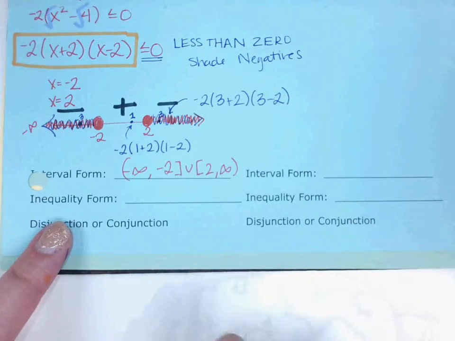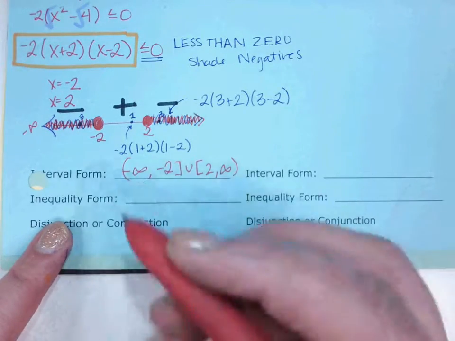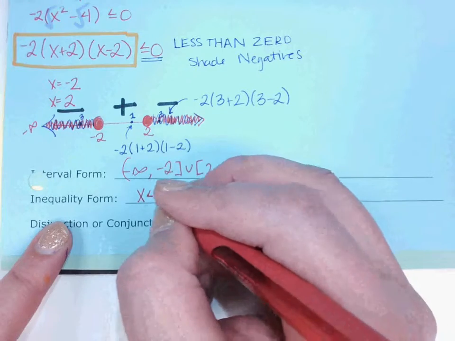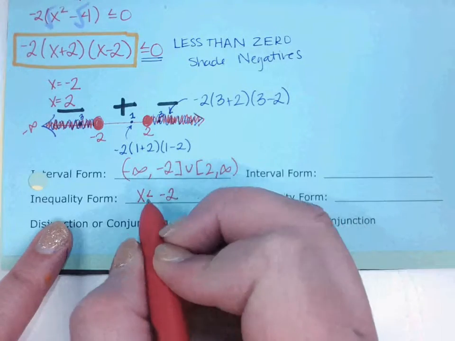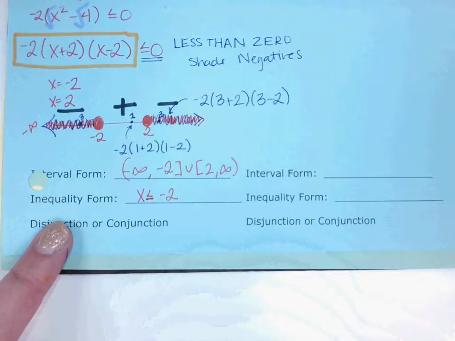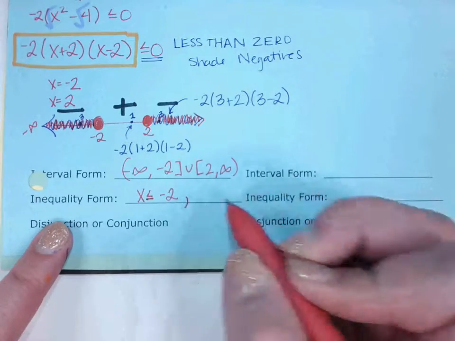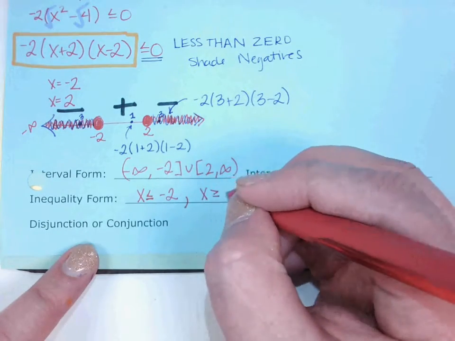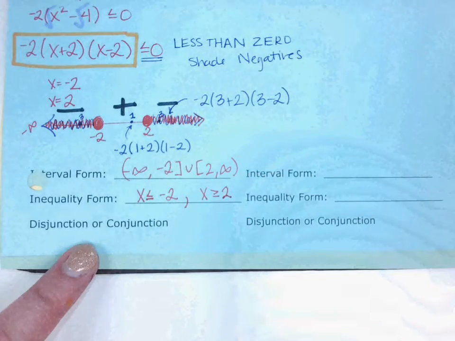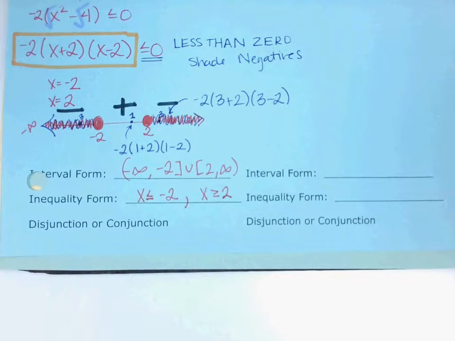Inequality form, if it was negative 2 to negative infinity, that's x less than negative 2. How would I show that it was a bracket? Equal to, the little bar. Good. And then comma. And then if it's from 2 to infinity, that'd be x greater than or equal to 2. So you do that when it's like a union. Yes. It's not when you do one.